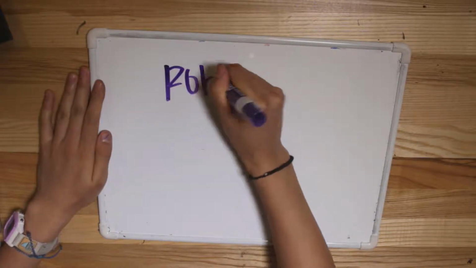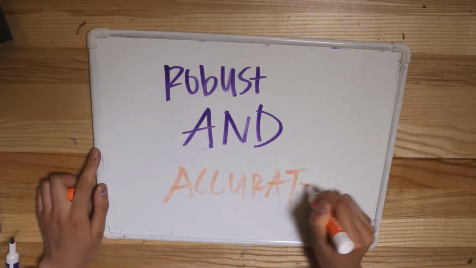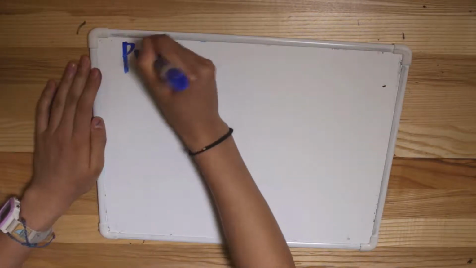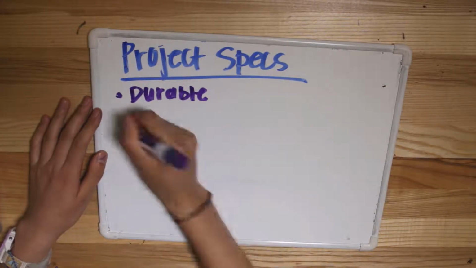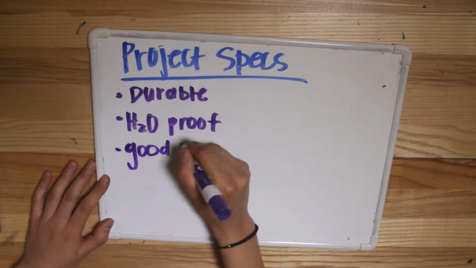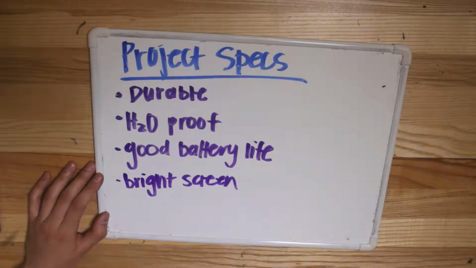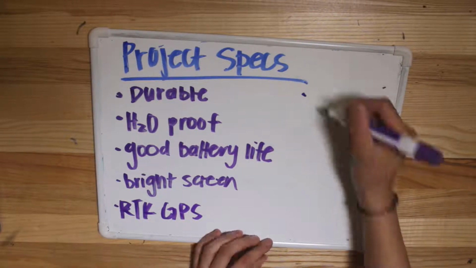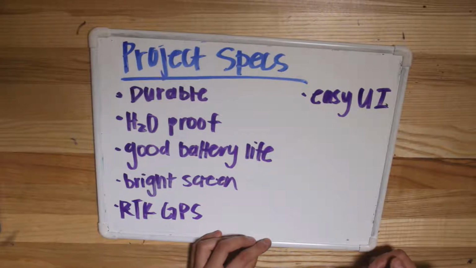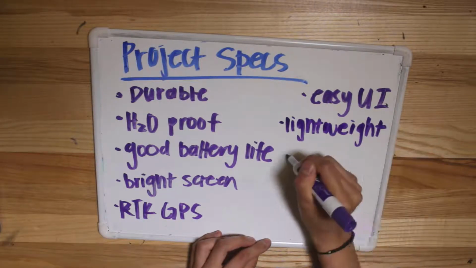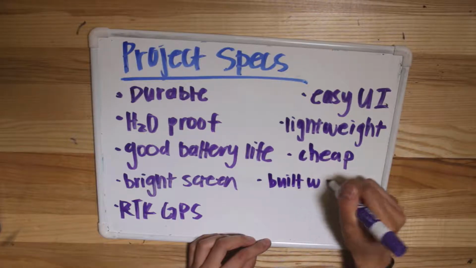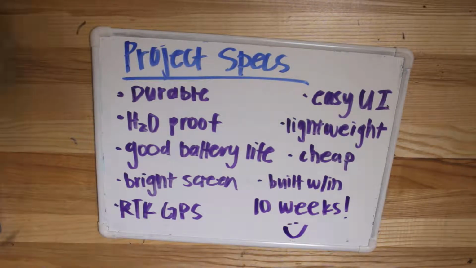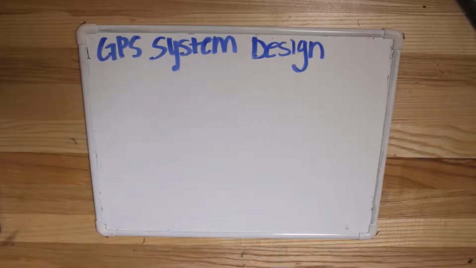So let's combine the best of both worlds, a device that is both robust and extremely accurate. So let's go over some of the things necessary. We need a device that is durable, waterproof, has a good battery life, a bright screen, extremely accurate RTK GPS, an easy to use UI, is lightweight, is cheap, and is something that we can build in 10 weeks, 6 weeks. So let's put it all together.